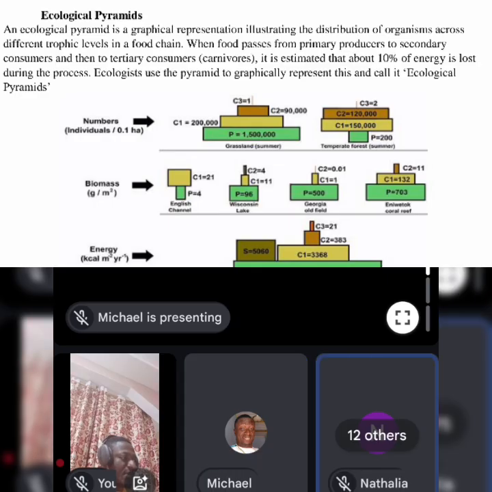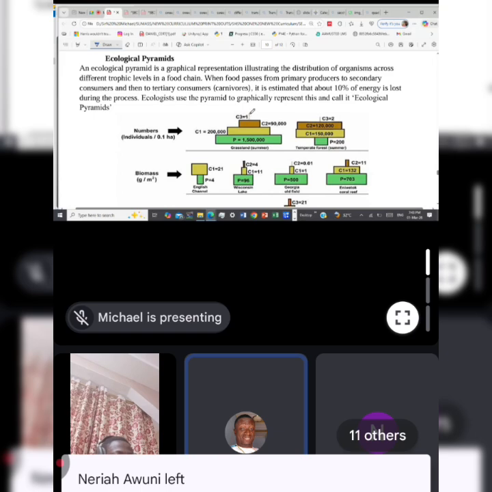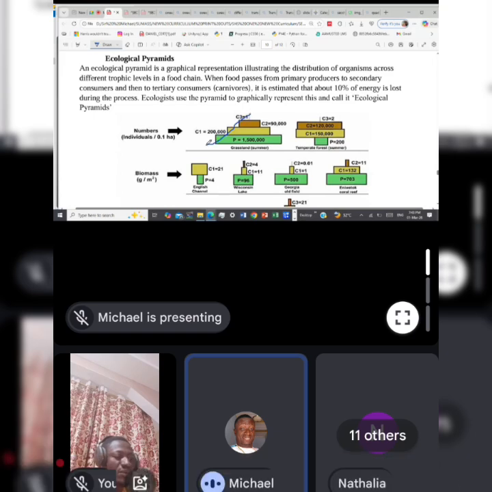Let's look at the shape that we have here. We see a very broad base, and as we go up, it tapers. This is the actual view of what we call a pyramid. Let me draw something here for us to see. Once we understand what a pyramid is, a pyramid looks like something like this: a very broad base and a tapering end as we move.